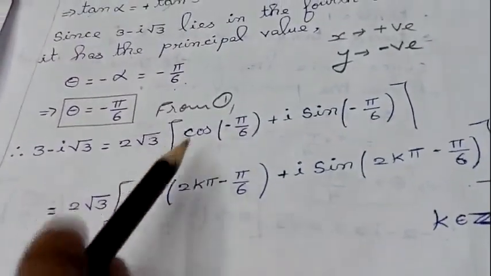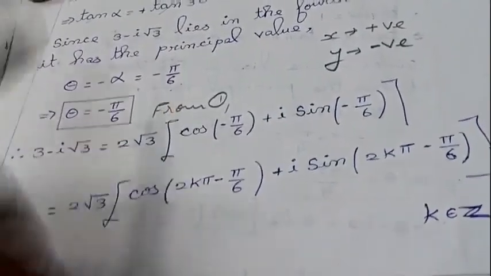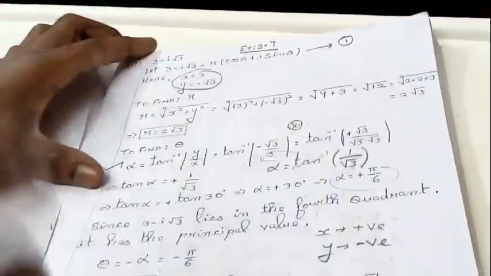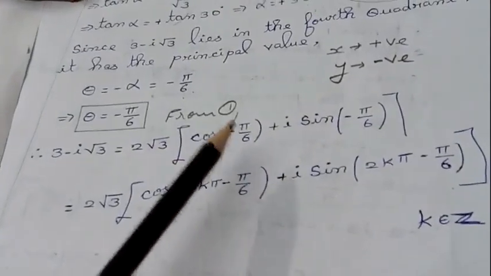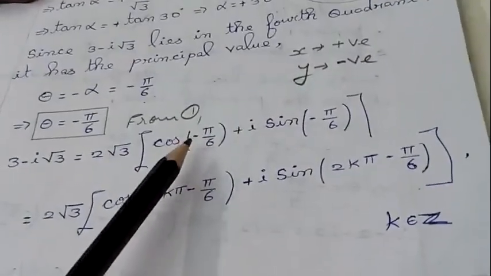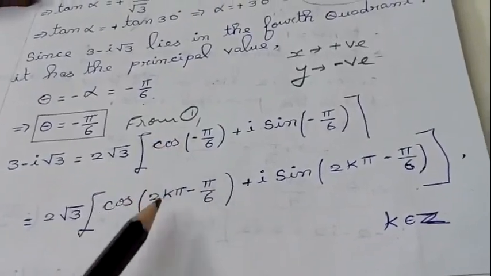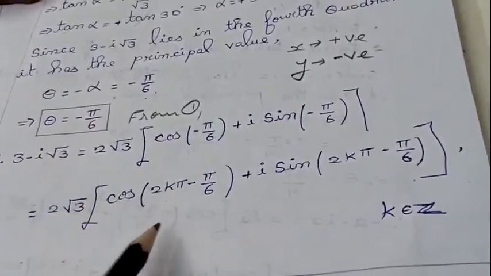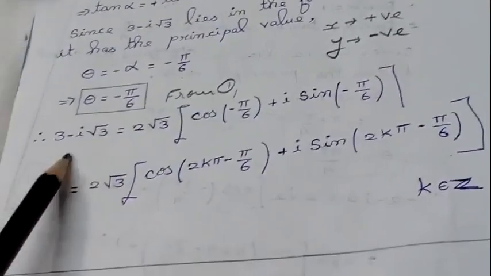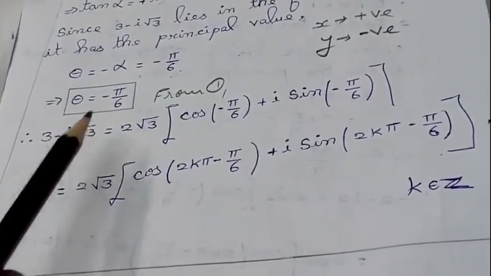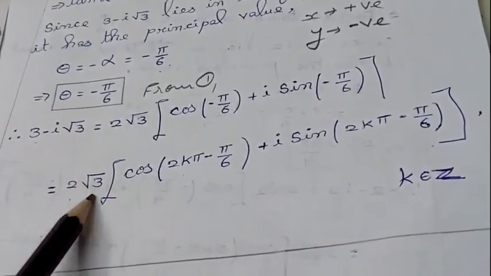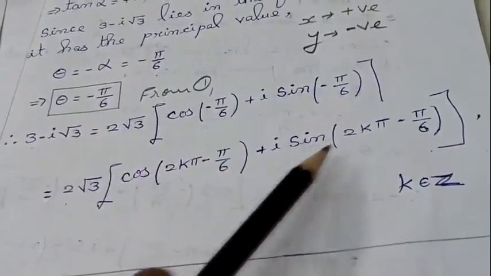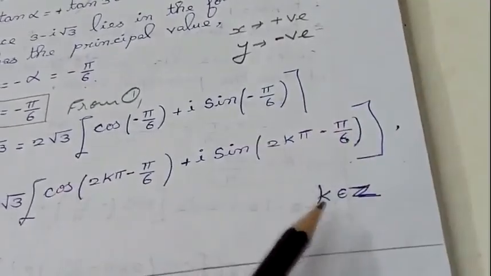That is from 1. I am just replacing the value: 3 minus i root 3 is equal to r cos theta. Instead of r and theta, I am replacing the value. But that is not a final answer. To get the required polar form, you must add 2k pi in the angle. And that is completing the sum in the polar form. That is, 3 minus i root 3, I have written in polar form. What is the polar form, students? 2 root 3 into cos(2k pi minus pi by 6) plus i sin(2k pi minus pi by 6), where k belongs to Z.